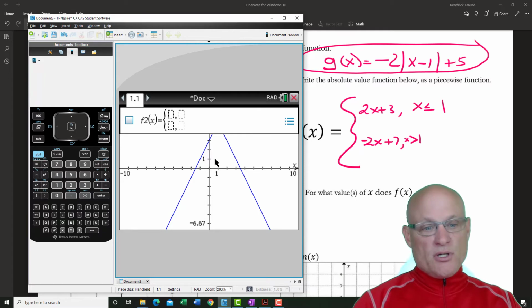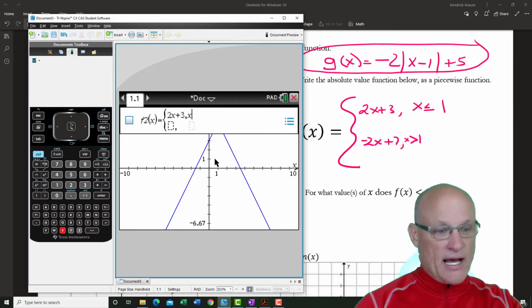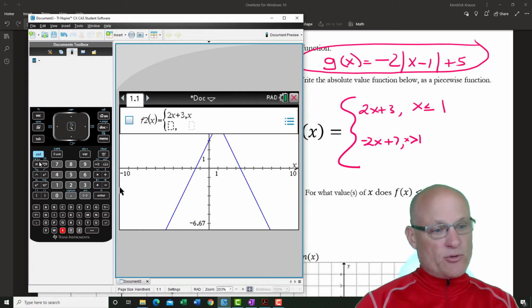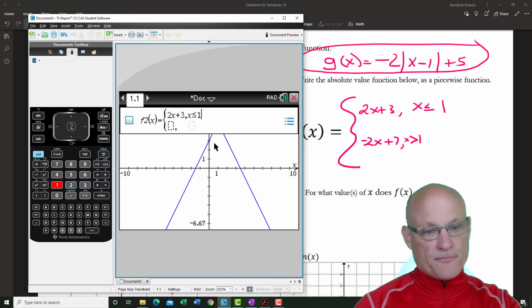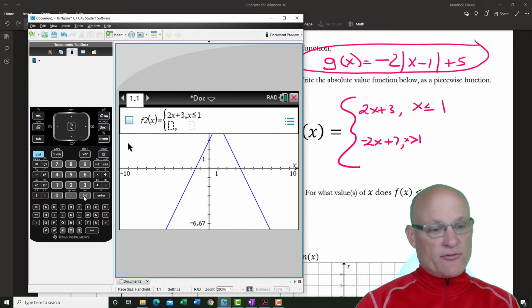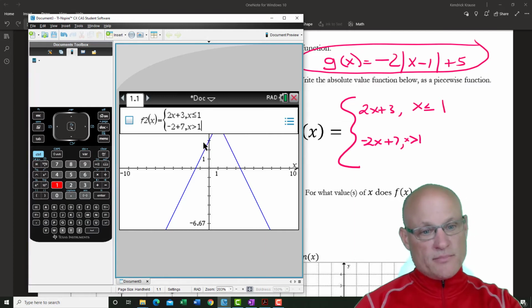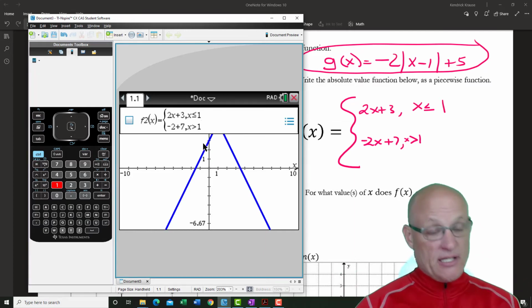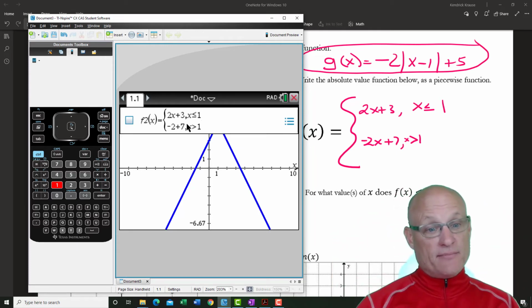Okay, so the first piece is 2x plus 3, and we're going to do that for x, now, less than or equal to. You see the equal to sign? We're going to go control equals, and we want the one that's less than or equal to 1. And then we're going to use -2x plus 7, and we're going to do that for x greater than 1. Now, if I did this perfectly, it should graph a perfect red line over this blue line. Hopefully I did it correctly.